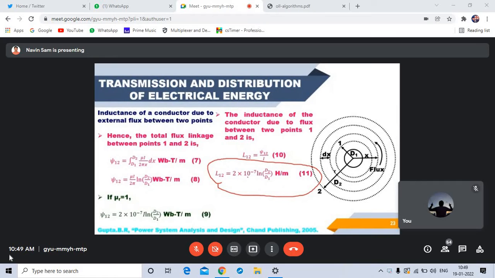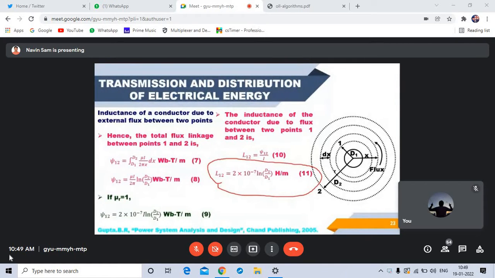Okay, you should remember this equation. Again, I'm repeating. There are two things we have learned. One is inductance of a conductor due to internal flux. Now external flux. Both equations you just remember. Due to internal flux, inductance is constant. That is what we have observed. So L is equal to 0.5 multiplied by 10 to the power of minus 7 Henry per meter. That is what we have learned.